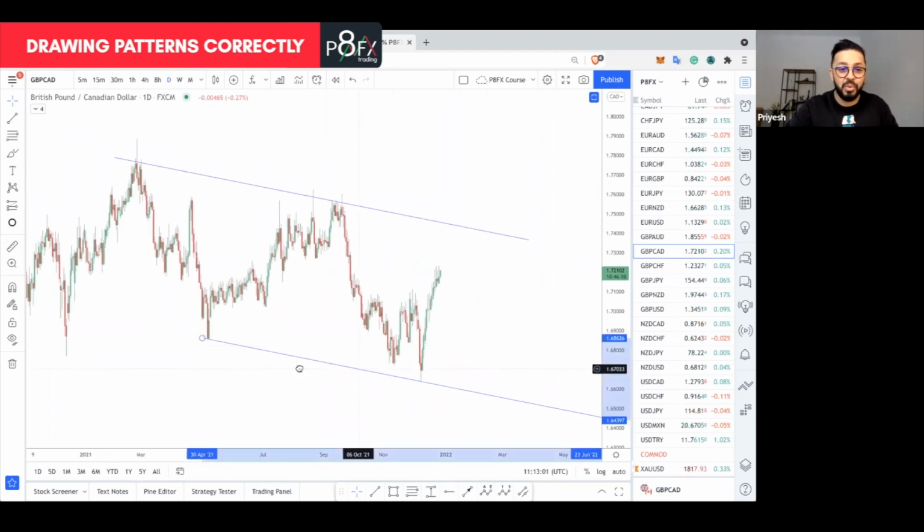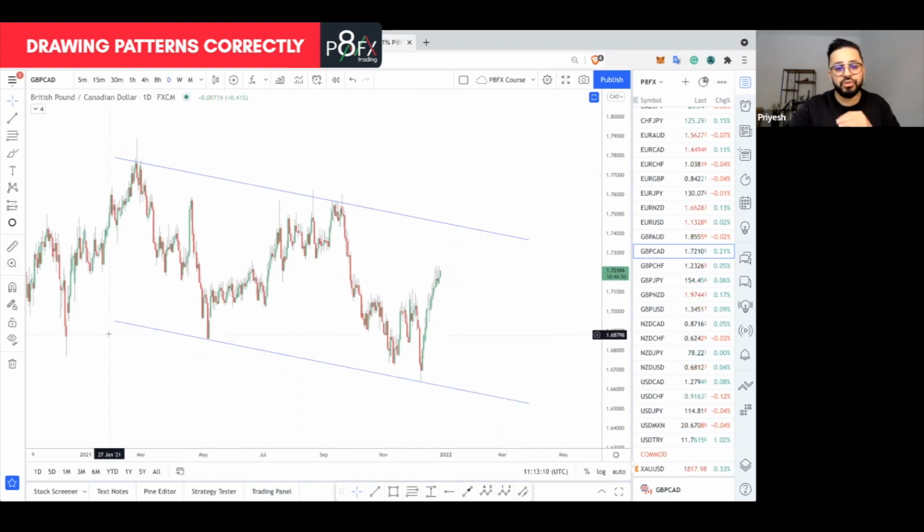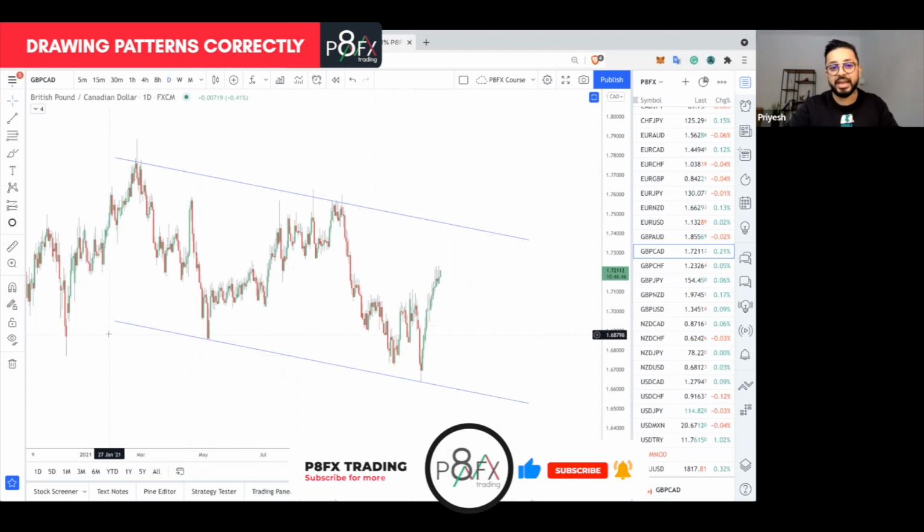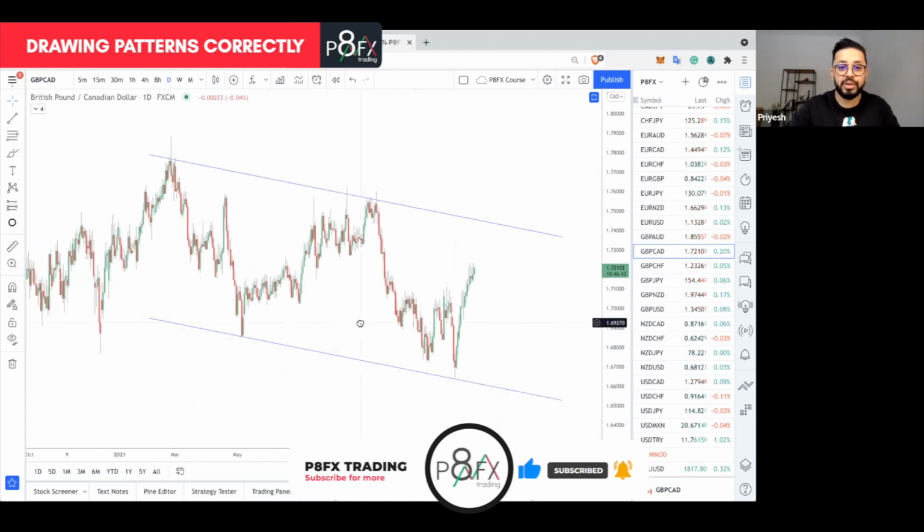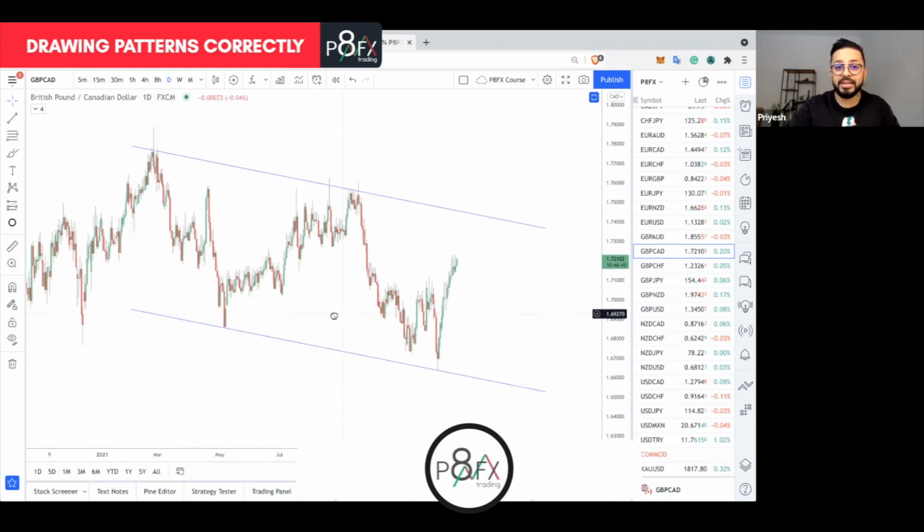And so you want to make sure that your patterns are drawn accurately, correctly. You want it to be roughly the same, exactly like this. Again, try not to draw through the candle bodies, ideally through the wicks if possible, unless you see a clear fake out. And so that's just an example of how you would draw your patterns accurately.